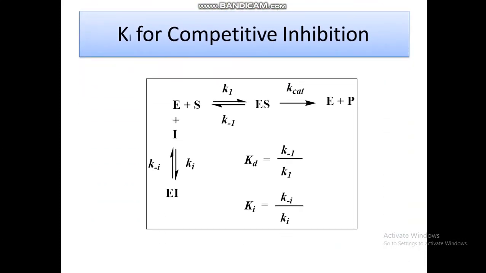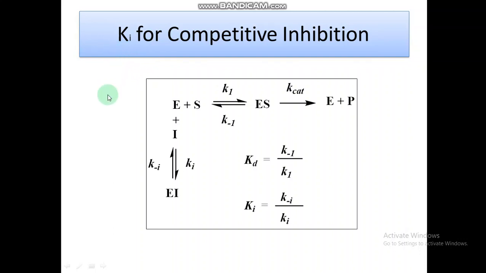Now, what is Ki for competitive inhibition? Keep in mind that Ki will be different for each type of enzyme inhibition. We discussed in our previous videos that there are two types of enzyme inhibitors, reversible and irreversible. After this slide, we are going to discuss reversible enzyme inhibitors, which are not tightly bound.